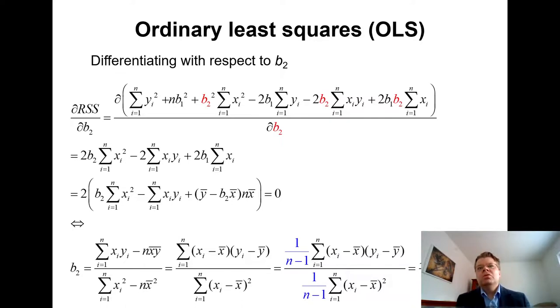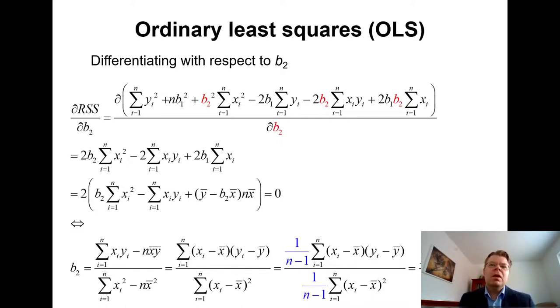For example, in this expression for the objective function, we had the sum of yi to power 2, but this component doesn't include any b2, so the partial derivative is equal to 0 for that element. And that applies to every other element that doesn't include b2, including this n times b1 to power 2. Even though b1 is an unknown, when we take the partial derivative with respect to b2, we treat n times b1 to power 2 as a constant, and therefore its partial derivative is 0.